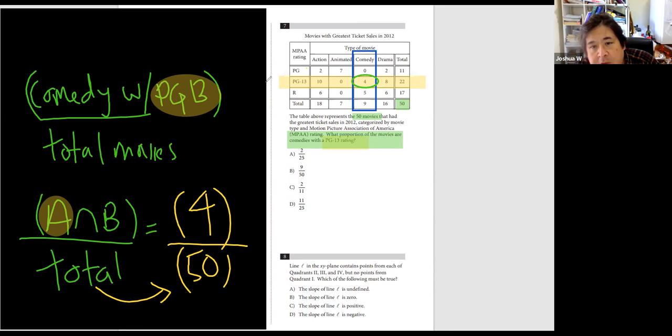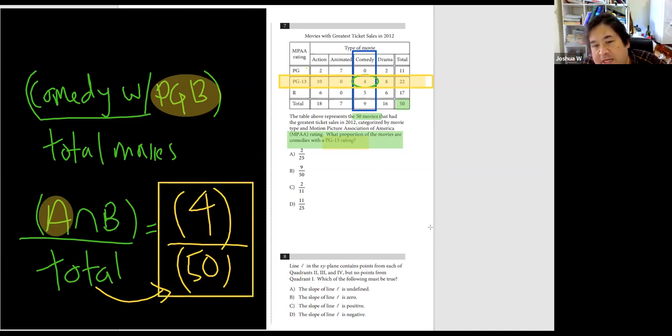No, it has to be both, like at the library. It's got to be a PG-13 movie, but of that list, it's got to be a comedy. 10 are action, 10 are comedy, and 8 are dramas. So how many are comedies and they're PG-13? What's the intersection of the cells? 4. It's just 4 movies, so you have only 4 movies to choose from. So 4 out of 50.